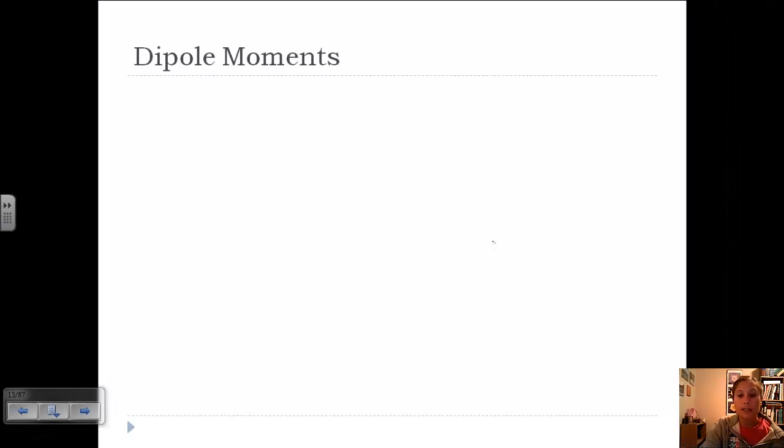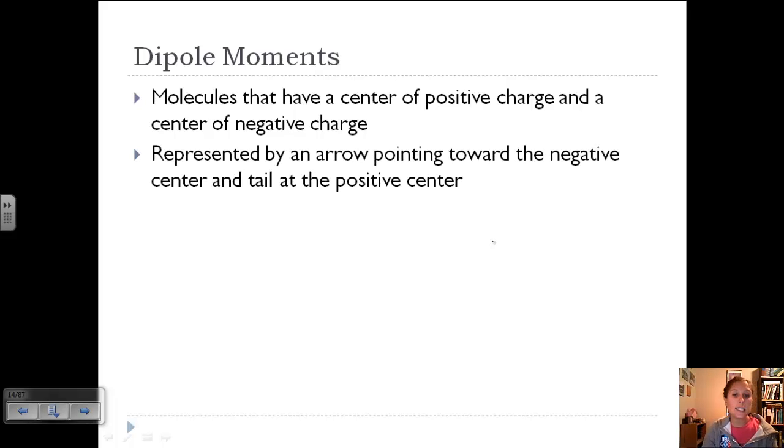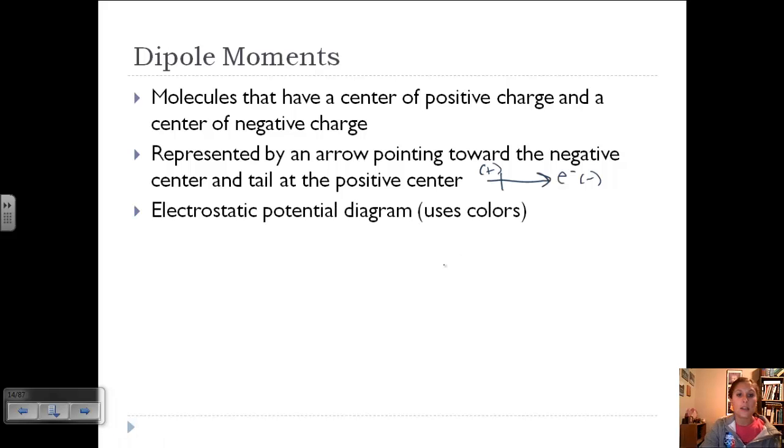Okay, so let's relate this to some dipole moments. Molecules that have a center of positive charge and a center of negative charge are said to have dipole moments. We indicate this by using an arrow pointing toward the negative center, with a tail at the positive center. So we draw an arrow like this, with this being our heavy or negative area, and this being our partial positive area.